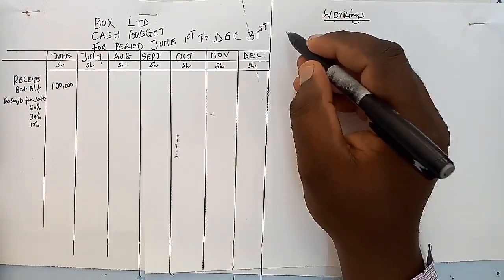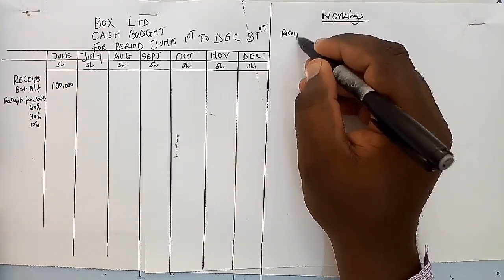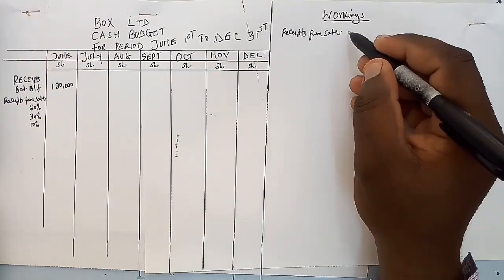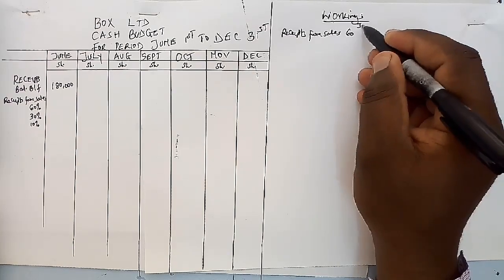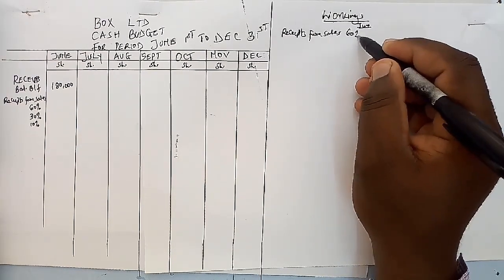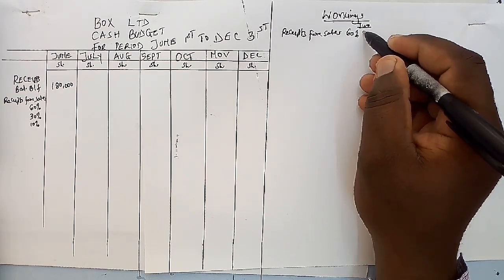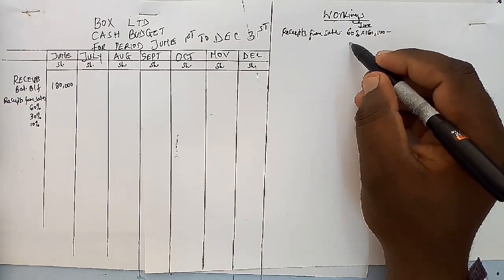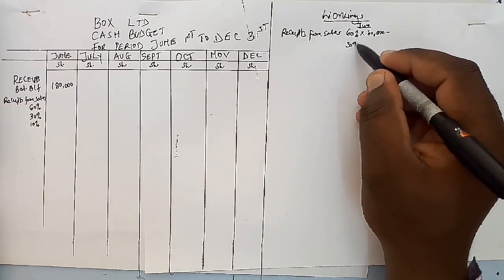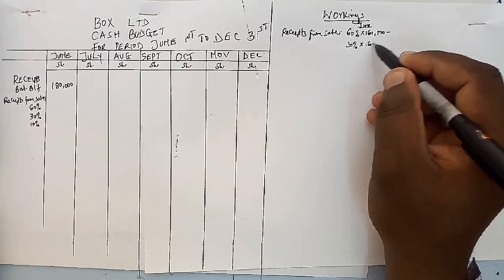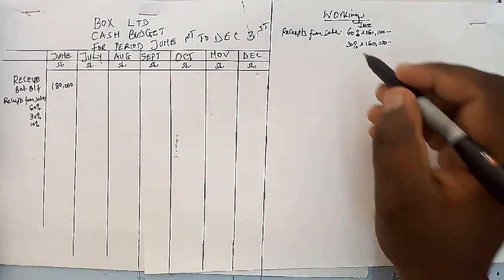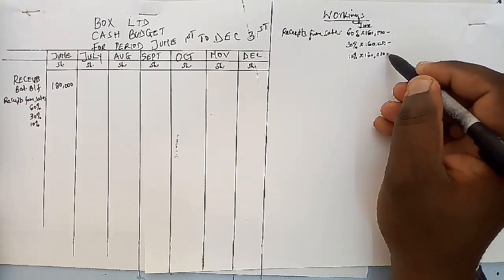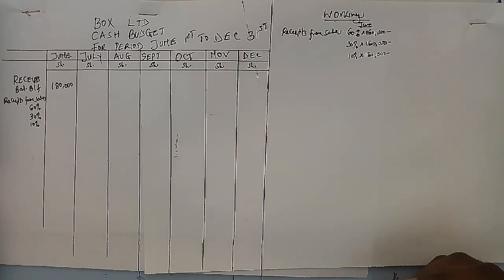So here we have the receipts from sales. So 60%, for example, the month of June, 60% of 160,000, we receive the current month. Then we have 30% times 160,000 will be received the following month, 10% of 160,000 will be received in 2 months.